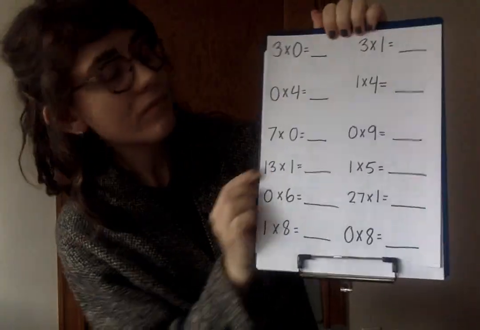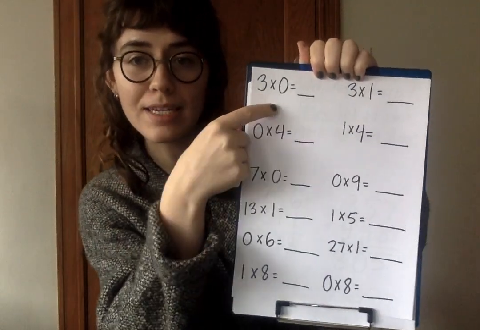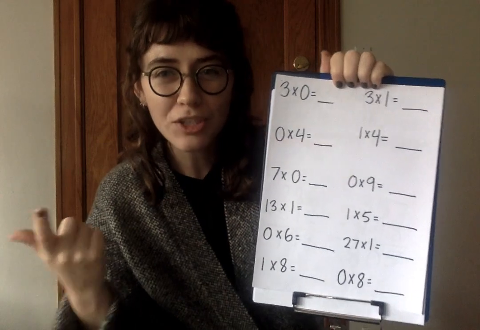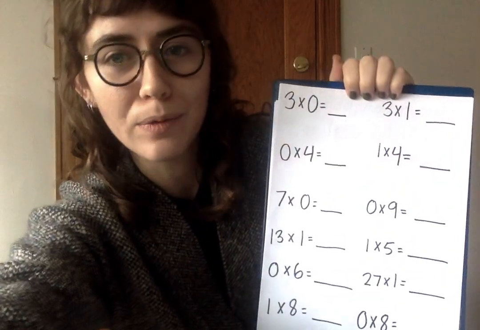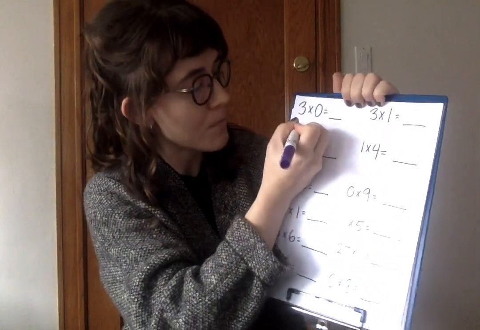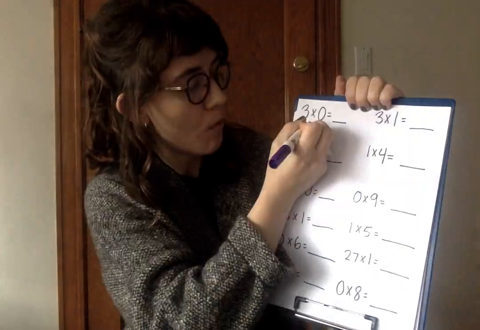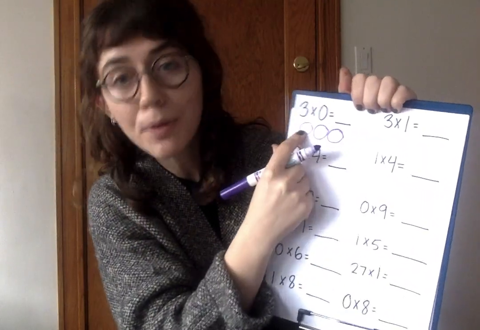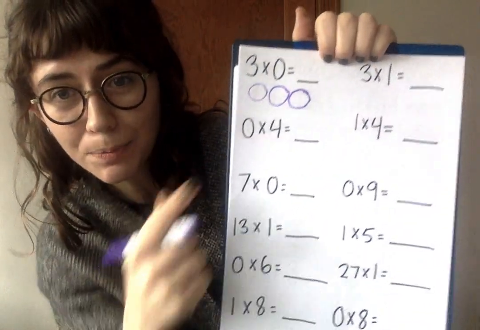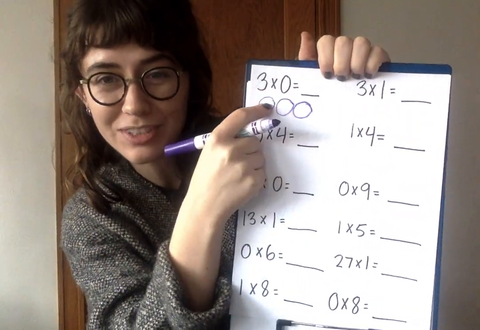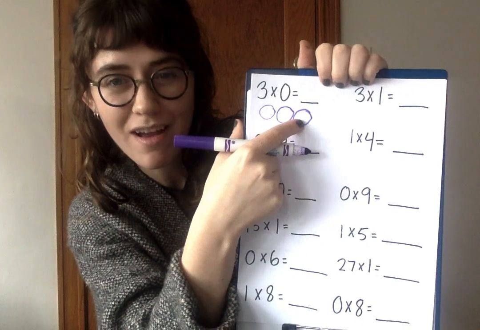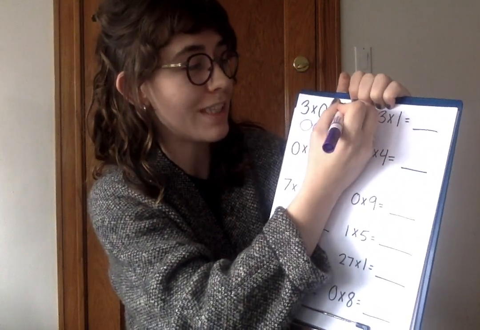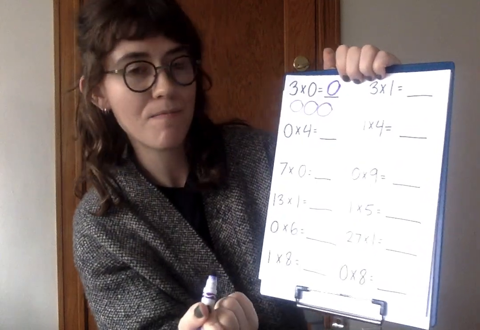Here we go. So on this problem, it says 3 times 0, or 3 groups of 0. Let me show you what happens when I try to draw 3 groups of 0. Okay, so I'm going to draw one group, another group. But when I go to put objects in each group, this says 3 groups of 0, so there's actually nothing inside of there. So 0 plus 0 plus 0 is just 0. So 3 times 0 is 0.